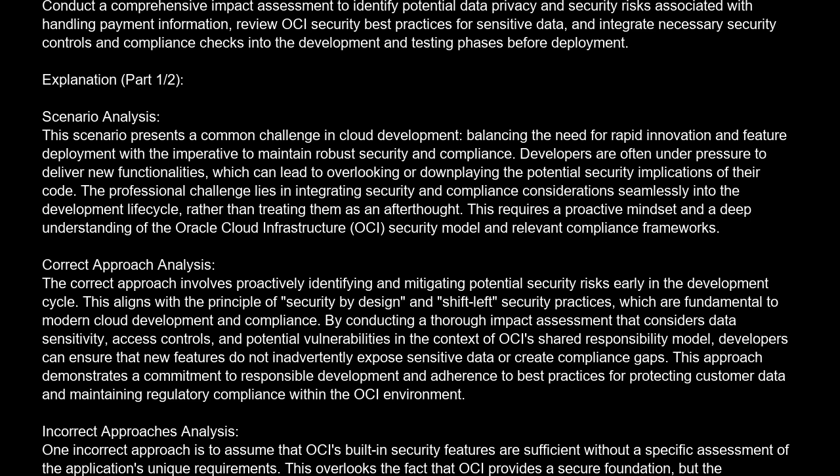Incorrect approach analysis. One incorrect approach is to assume that OCI's built-in security features are sufficient without a specific assessment of the application's unique requirements. This overlooks the fact that OCI provides a secure foundation, but the responsibility for securing the data and applications running on it and ensuring compliance with specific regulations rests with the customer.